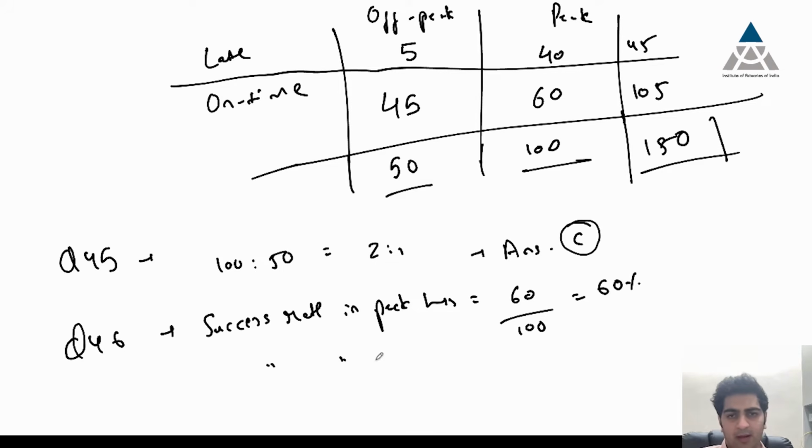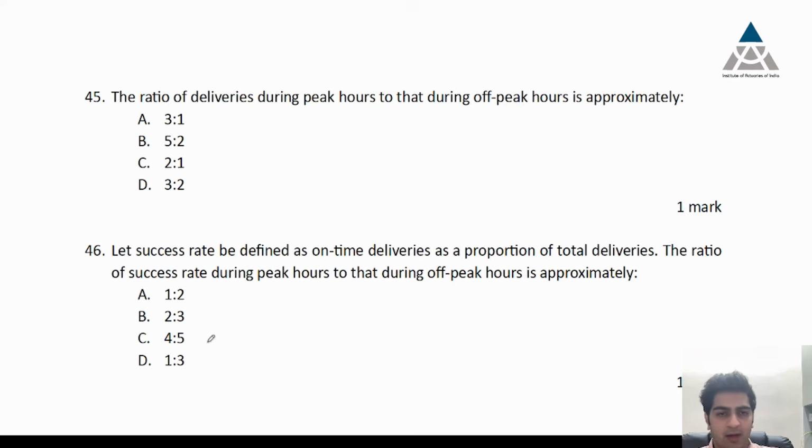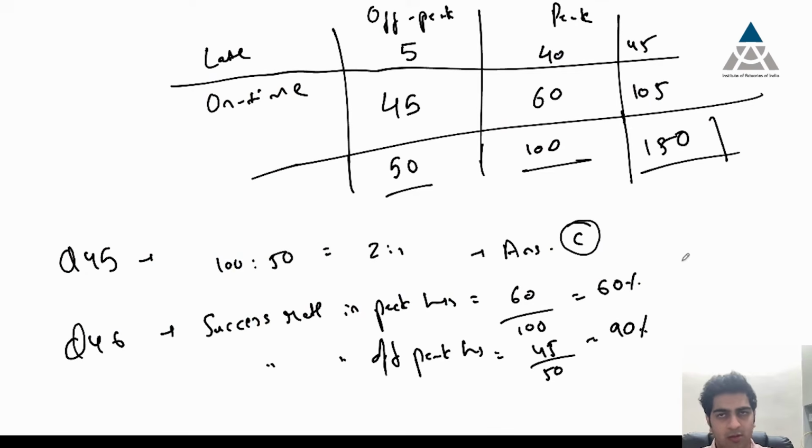And success rate in off peak hours, that would be 45 upon 50. So it's quite intuitive also. During off peak you do not have a lot of traffic and stuff, and that's why you're just able to deliver on time, and that is 90%. And you have to give the ratio of peak hours to non-peak hours. So we have to give the final answer as 60 to 90, which is nothing but 2:3.